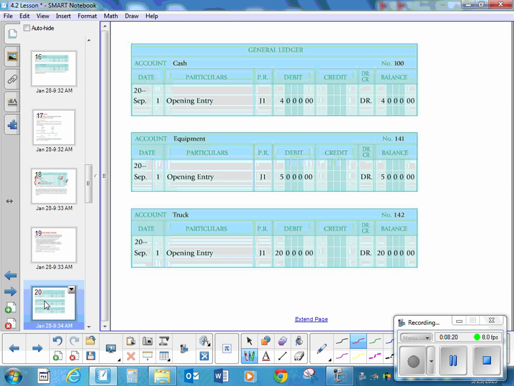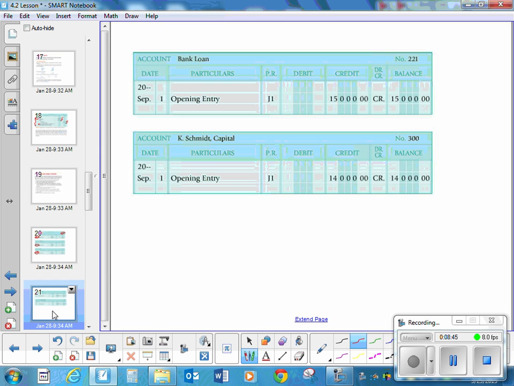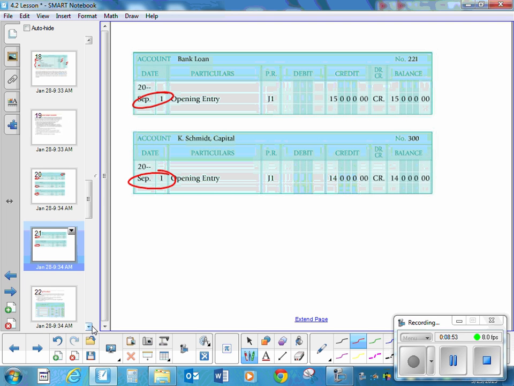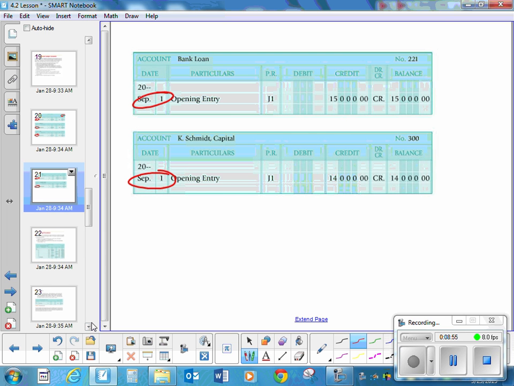Okay, you also have to make sure that if it isn't done for you, that you actually open the ledger accounts by putting the names, the account numbers, and the opening entry. So your cash is starting with $4,000. You're putting that in first. Your equipment is starting with $5,000. Your truck is starting with $20,000. Your bank loan starting with $15,000. And your capital starting with $14,000. And then as the transactions happen, you just keep recording them in.